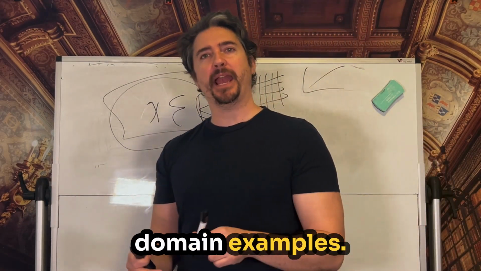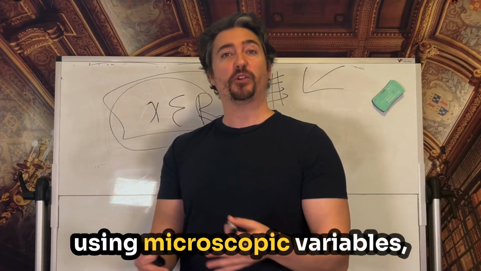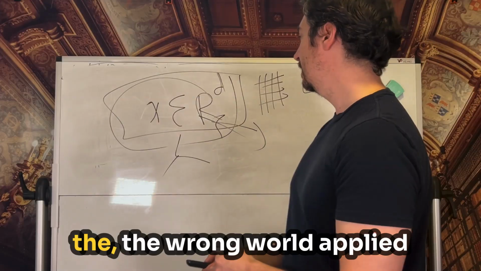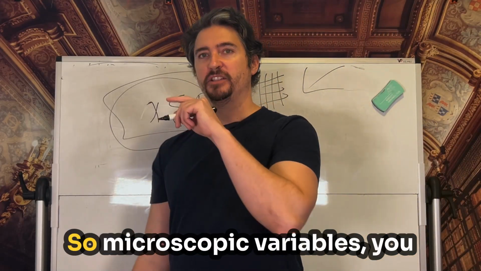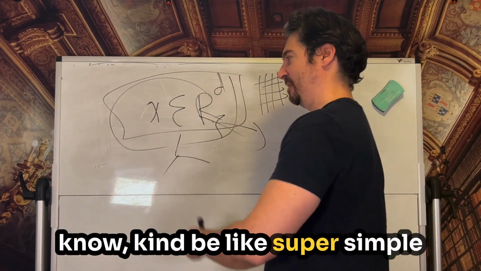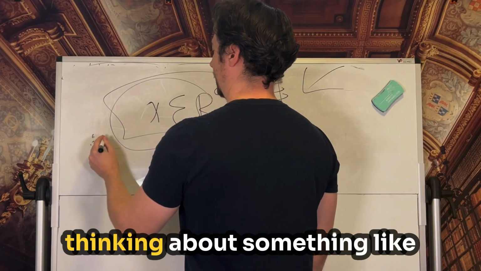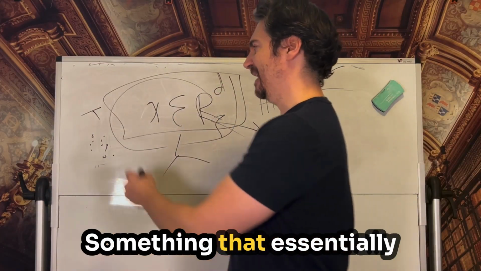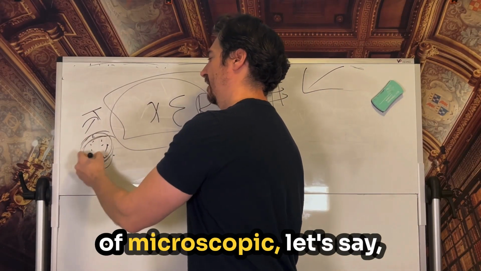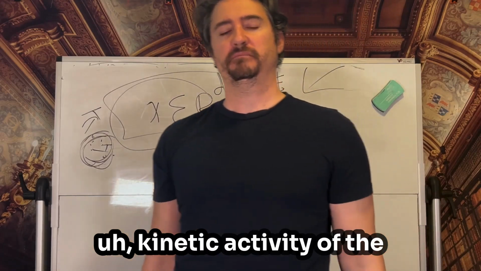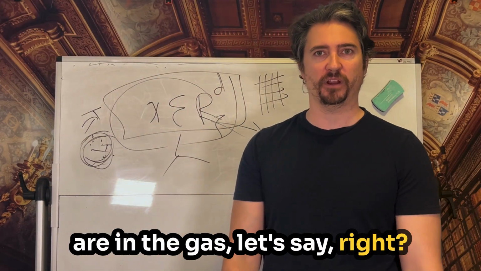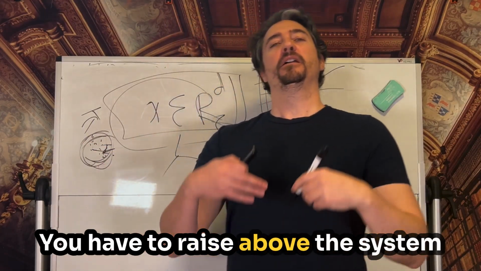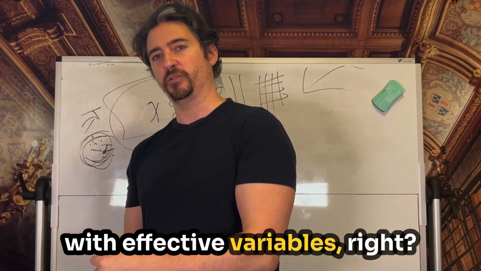Okay, a few more cross-domain examples. In physics, using microscopic variables where effective variables are actually needed would be an example of applying the wrong model. A simple example is temperature, which is an effective variable that emerges out of the microscopic kinetic activity of the molecules or atoms in a gas. You're not going to explain much by just focusing on the details. You have to rise above the system to a higher level and explain it with effective variables.